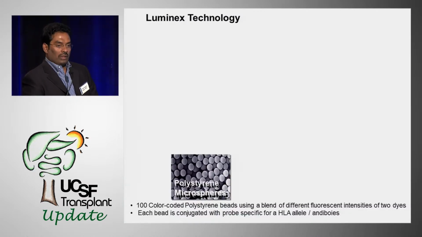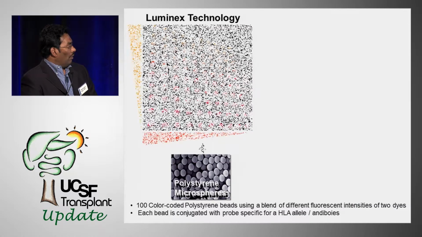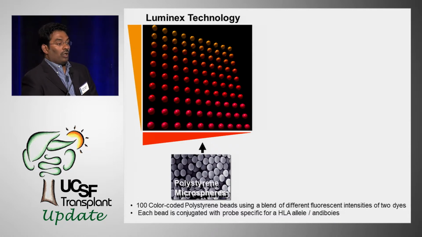So there are many methods we have been using to define the HLA antigens and antibodies. This is the Luminex technology. This is the mainstay of our laboratory. We have been using it for the last 10 years. This technology uses polystyrene microbeads. We don't make these; we just buy them from the commercial companies.